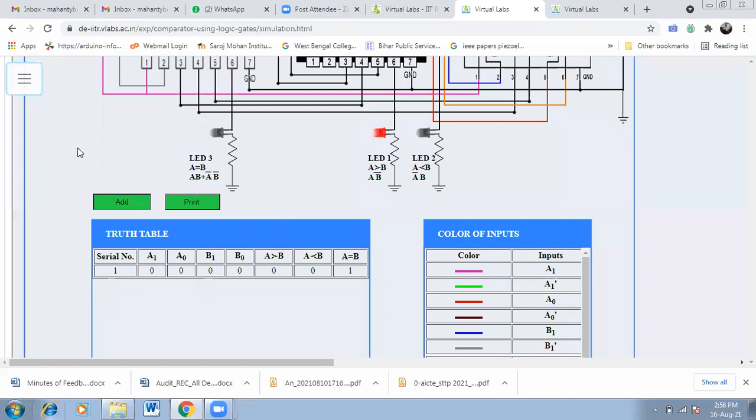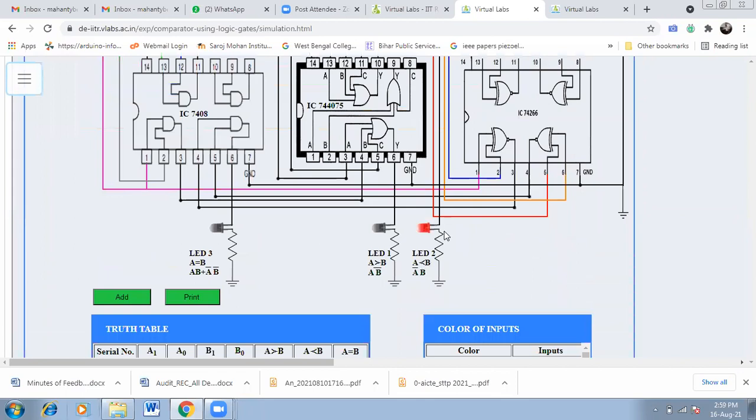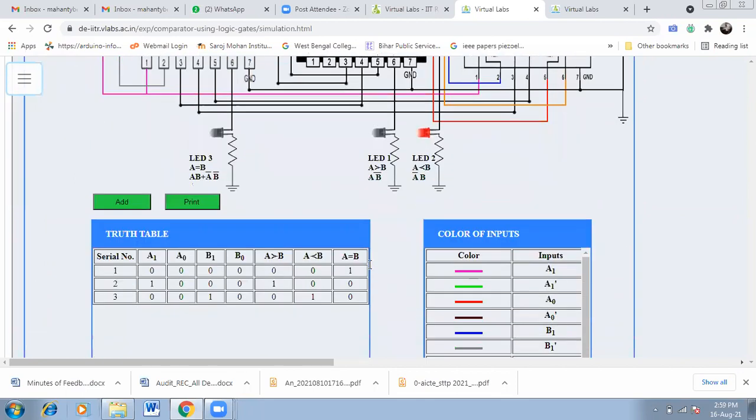Now you make A 0, but B greater than A. You want to make B greater than A. So B greater than A means make it 01. This is 1 and this is 0 0. So B is 1 and A is 0. So B greater than A, or A less than B. You can say that this is A less than B. So therefore, A less than B. So you can add this one. So this is the condition.